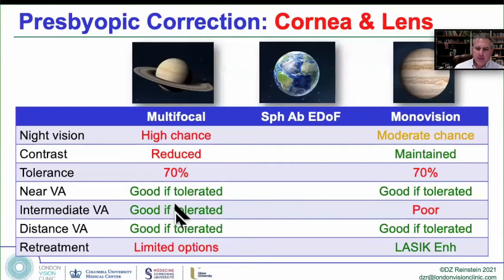So in summary, modest monovision has a moderate chance of affecting the night vision. Contrast is maintained because it's a refractive procedure. About two-thirds of the patients tolerate it. The near vision is good if it's tolerated, but the intermediate is poor. And the distance vision is good as long as things are tolerated. And it's very easy to enhance if you're doing monovision LASIK. Of course, you might do modest monovision and switch between improved near or improved intermediate vision.